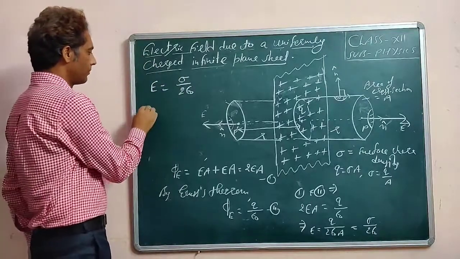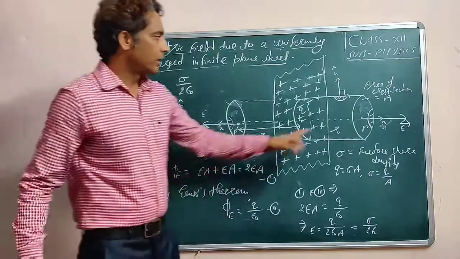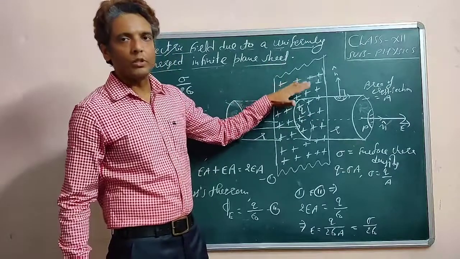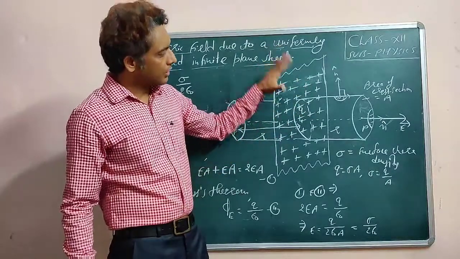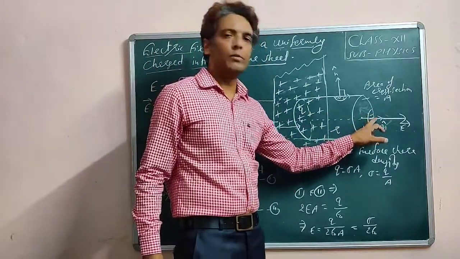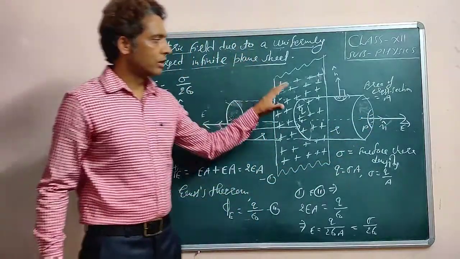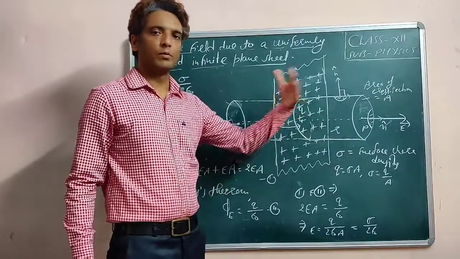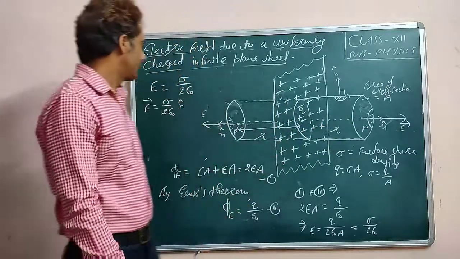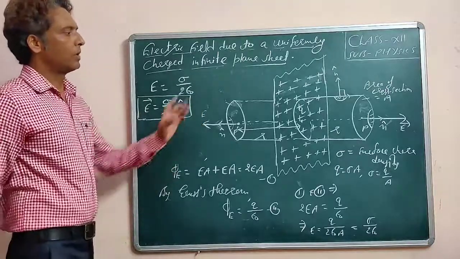If I write it in vector form, then it is written as, so here the direction of electric field is away from the sheet, because the sheet is positively charged. If the sheet be negatively charged, in that case the magnitude of electric field intensity at this point will be same, but direction will be toward the sheet. So means in case of positively charged sheet, direction of electric field is away from the sheet, and in case of negatively charged sheet, it is toward the sheet. So this is about electric field intensity due to this plane sheet.